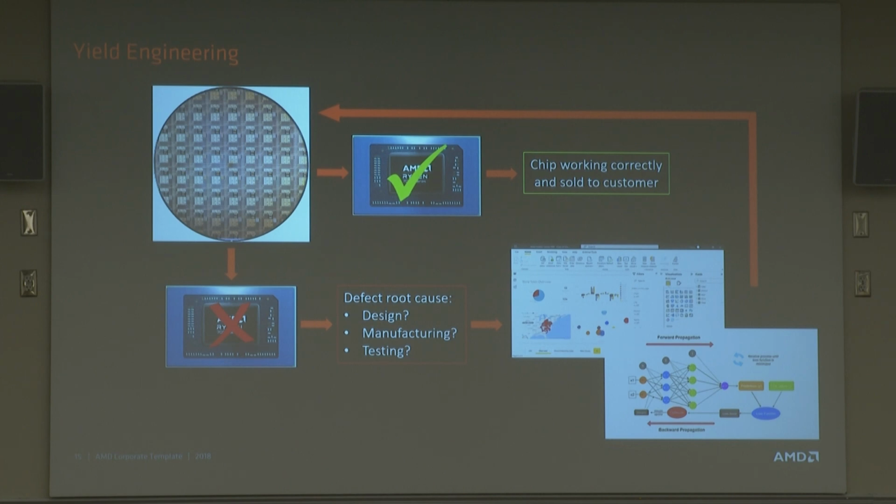You saw how complicated that manufacturing process was in the previous slide. There are a bunch of processes involved. So even if any one of them is tweaked slightly, it could result in gross defectivity across all of our products. And the third one is a testing issue.